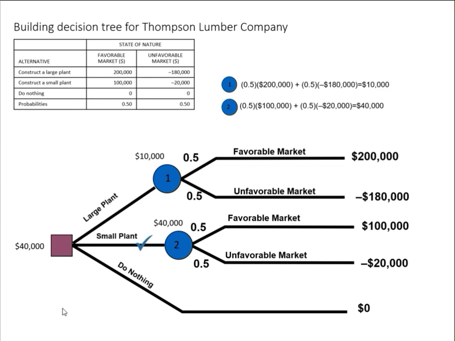We build the tree from left to right, and then we analyze it from right to left, knowing that the best decision for the firm is to build a small plant with this number of expected payoff.